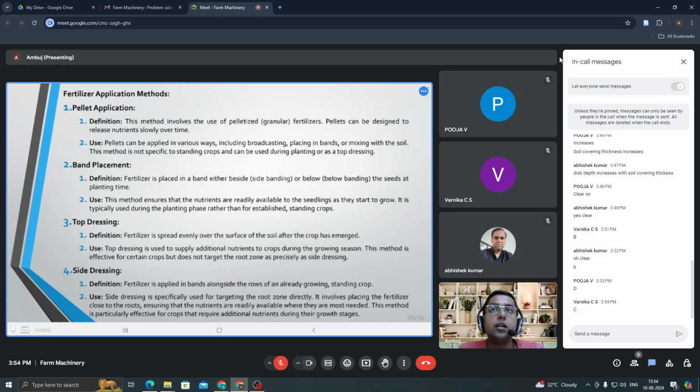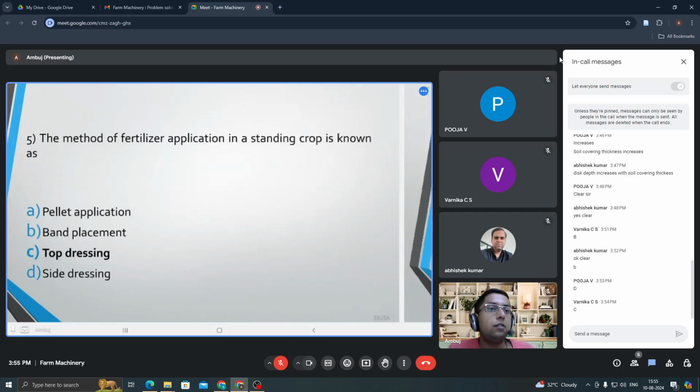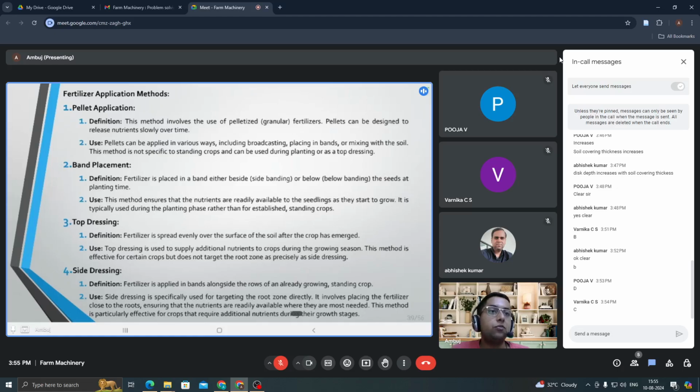Pellets can be applied in various ways, including broadcasting, placing in bands, mixing with the soil. This is not a specific method related to standing crops. It can be used during planting or even as a top dressing. This particular method is available. My question to you was the method of fertilizer application in a standing crop. I am asking you particularly in the direction of a standing crop. So in case of a standing crop, not necessarily you go for pellet application.